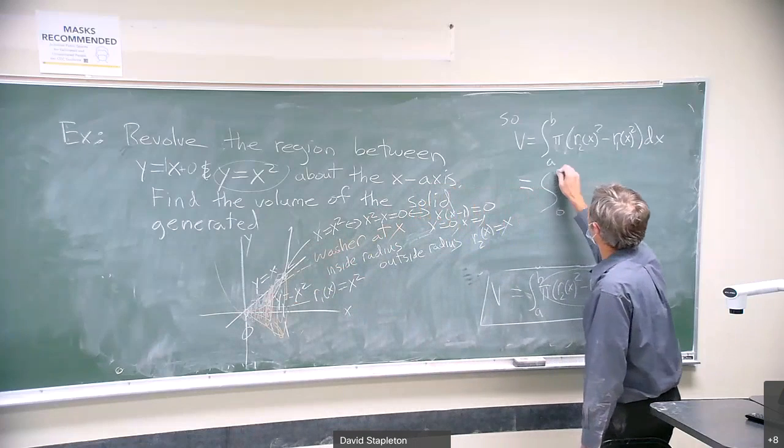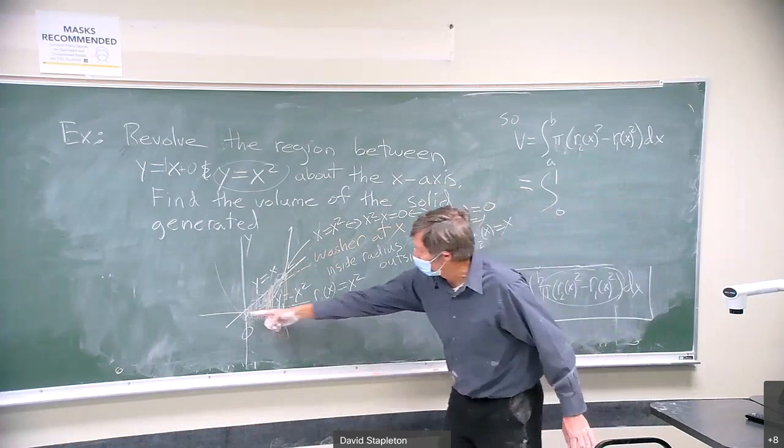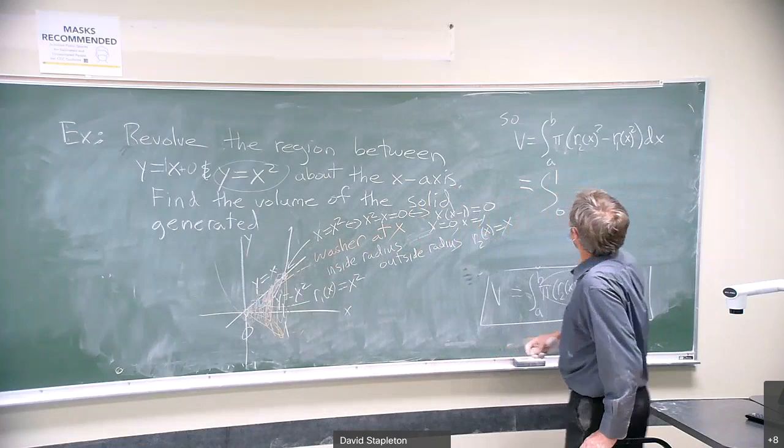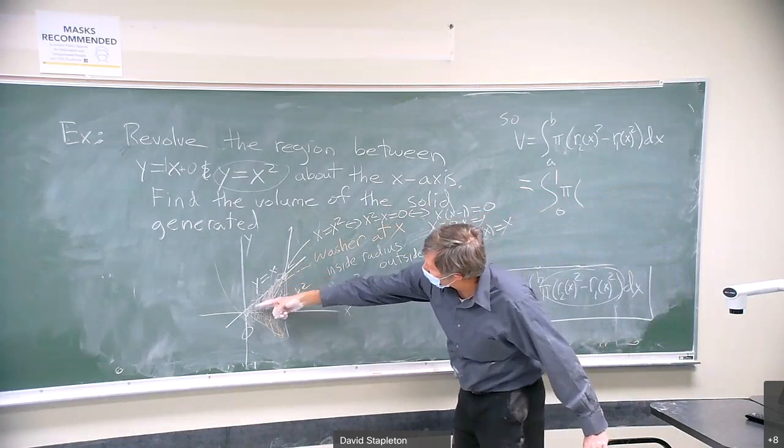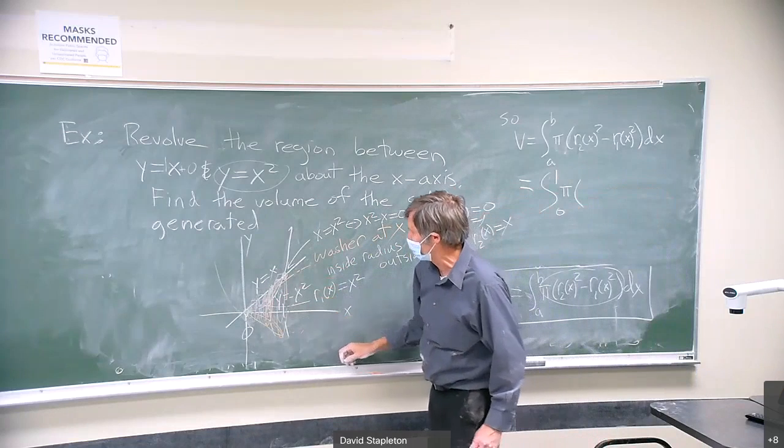So this is going to be the integral from 0 to 1, where the curves intersect over here and over here. And pi times the outside radius squared is actually x squared, not x, right? That's the larger radius. This is hard to see, isn't it?